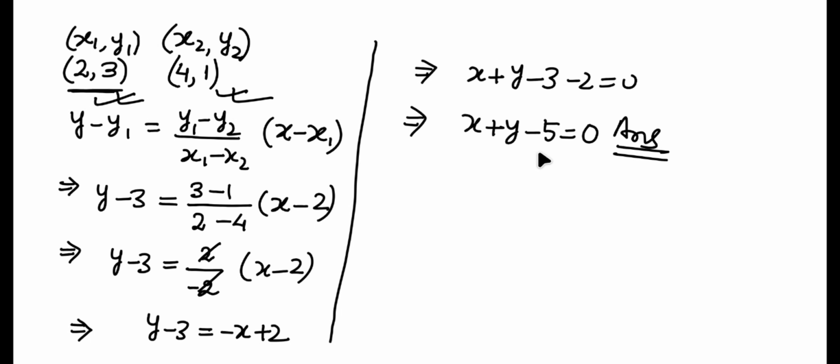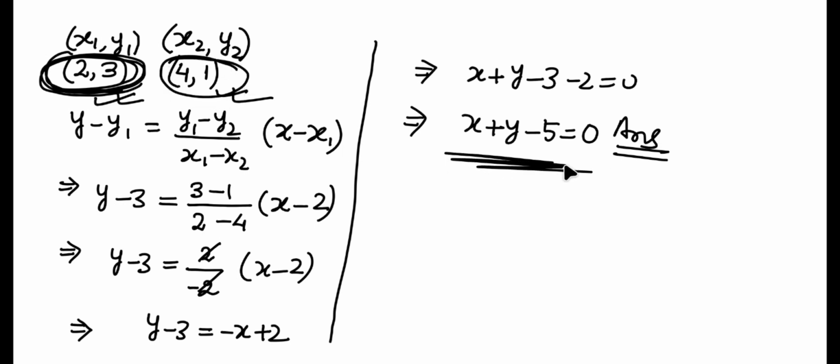And suppose a student assumes this point as x2 y2 and this point as x1 y1, even then you will get the same answer. You can check that, do that and see whether your answer is the same or not. So this was the problem in the previous video that I solved. Now you can match this solution with your solution to know whether you have solved it in a correct way or not.